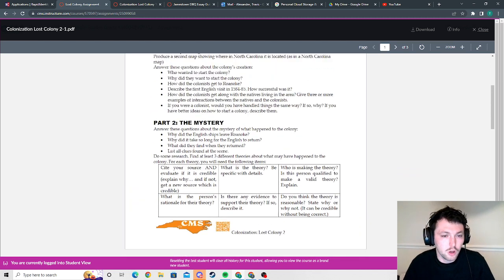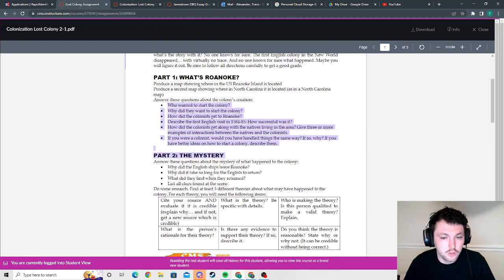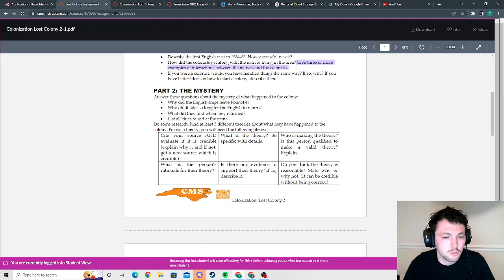Part 2, the mystery. Make sure that we're answering these 6 bullet point questions, and we're answering them fully, that we're reading the entire question, especially those questions that have multiple parts, like this 5th one, and then we're answering the whole question. One more thing about part 1, give 3 or more examples of interactions between the natives and colonists. I only need 2. I only need 2 examples of interactions.